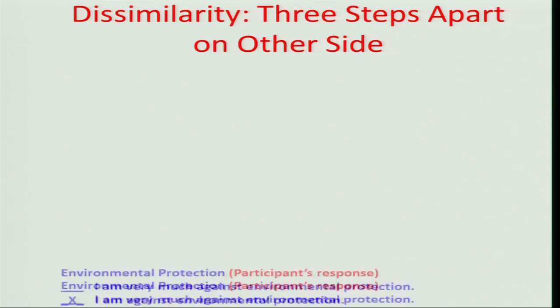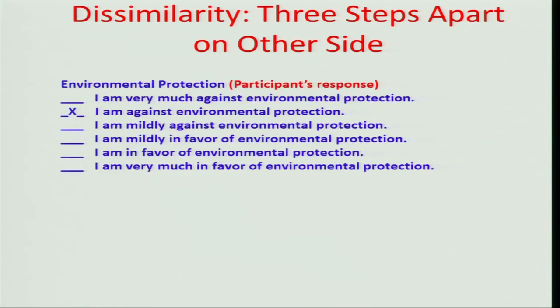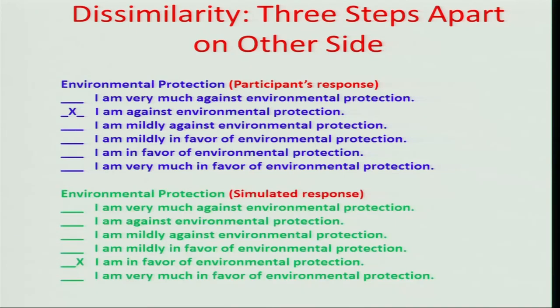How do we manipulate dissimilarity? Again, go back to the same statement. If we are putting here, then what would you do? Dissimilarity means it must go on the other side, right? Similarity should be on the same side, dissimilarity must be on the other side. So, the trick he used, he said, always go three steps apart. So, 2 becomes 5, 3 becomes 6, right? 1 becomes 4, something like this.